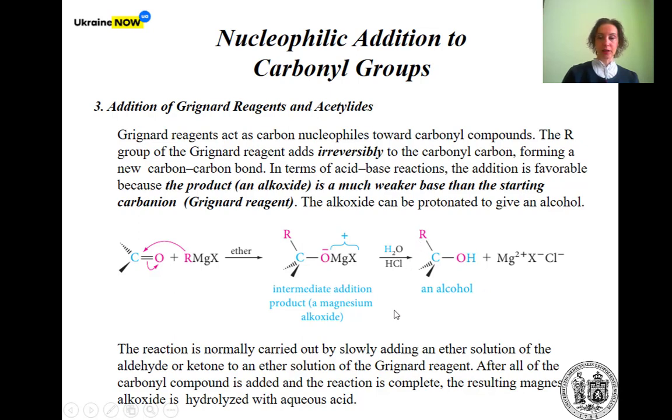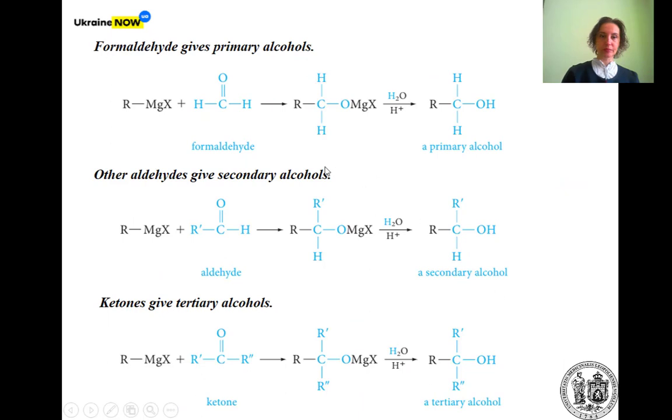Now, in more detail, what alcohols can be formed during this reaction. If we take formaldehyde, a primary alcohol is formed. If we take an aldehyde other than formaldehyde, a secondary alcohol is formed, and with ketones, this reaction results in tertiary alcohols. So it's a very convenient method to get different types of alcohols.